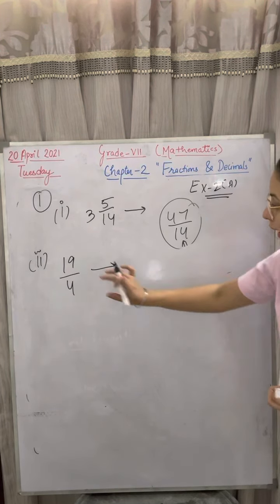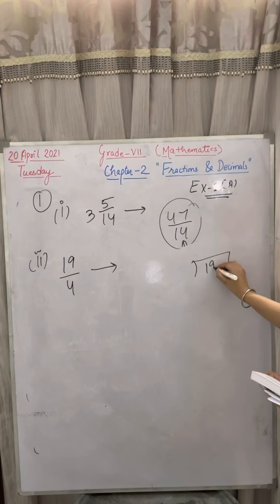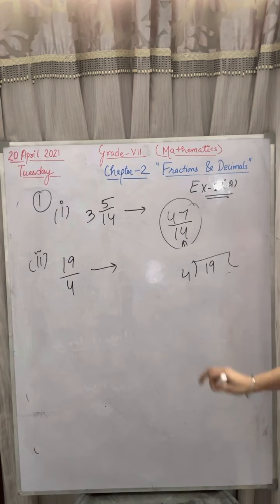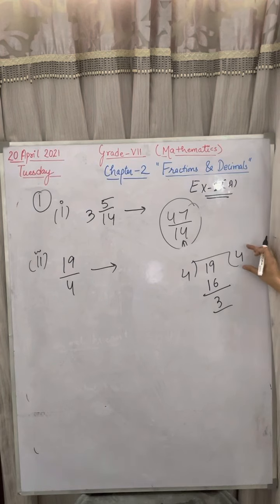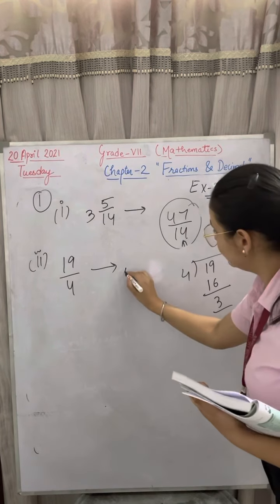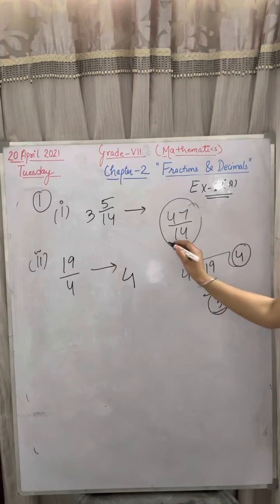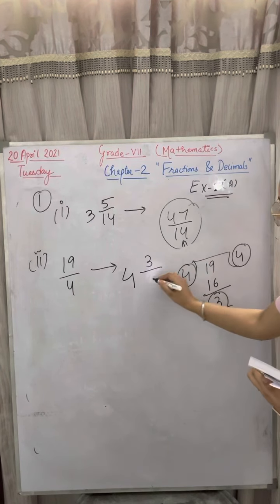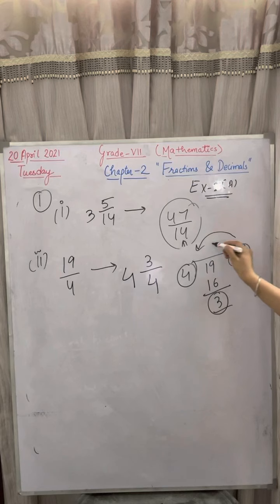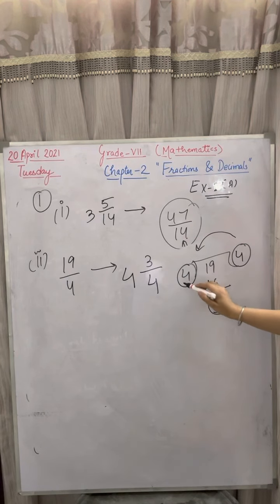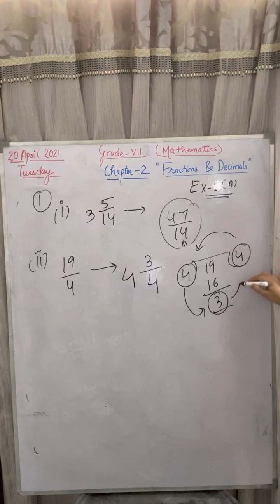You see, I'm going to divide 19 upon 4. 19 will be inside, 4 will be here. So 4 4s are 16, and how much is left? That is 3. So how can we write this? This 4 will come here. This 3 will go in the numerator, and this will come in the denominator. In this way we used to write. This 4 will go down, and this 3 will go up.